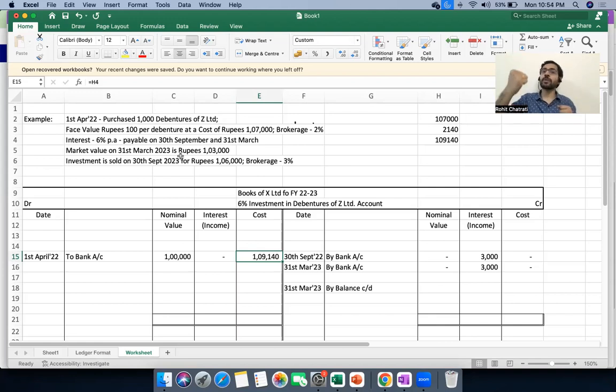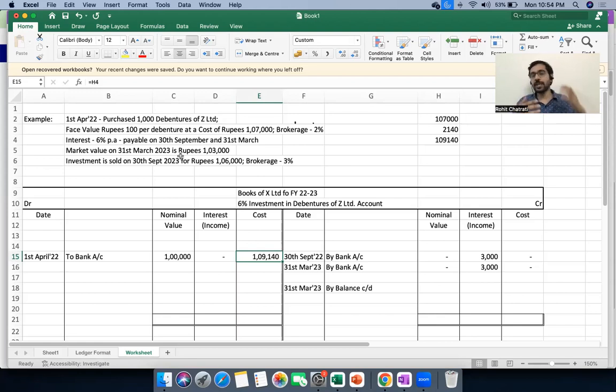I should bring down my investment value. It is right now at 1,09,140. I have to bring it down to 1,03,000, which means I should bring down the value of investment. I should credit my investment. The debit will go to P&L account. The debit will go to loss on fair valuation, which is a P&L ledger account.